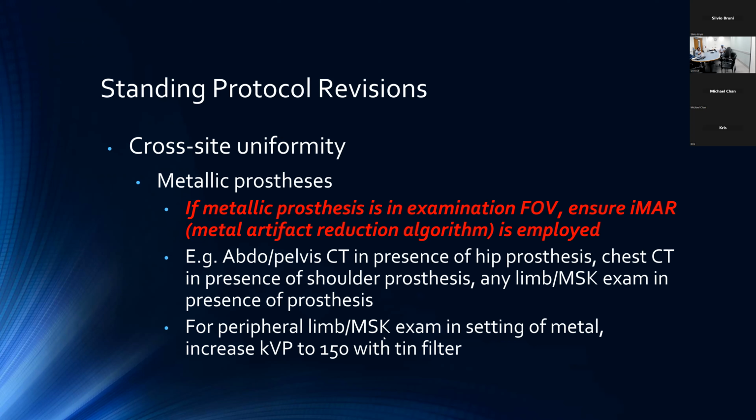Aside from that, I've also asked that where we're able to apply this, because not all scanners are capable of doing this, but where we are at least presently capable of doing it, we're going to build out some metal specific protocols for the extremities in use where there is metallic hardware, where it employs a tin filter with a higher KVP of 150 KVP, and allows us to get even better improved quality of imaging in the setting of metal.